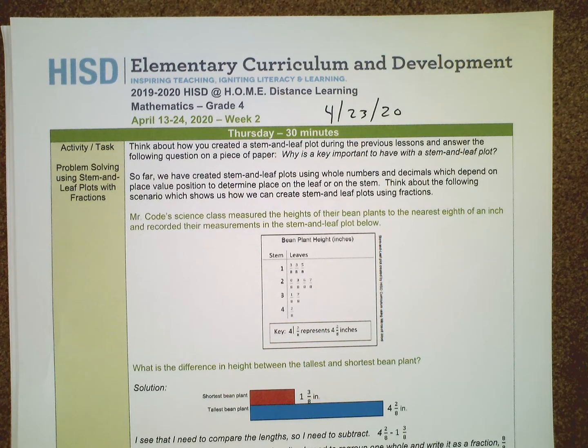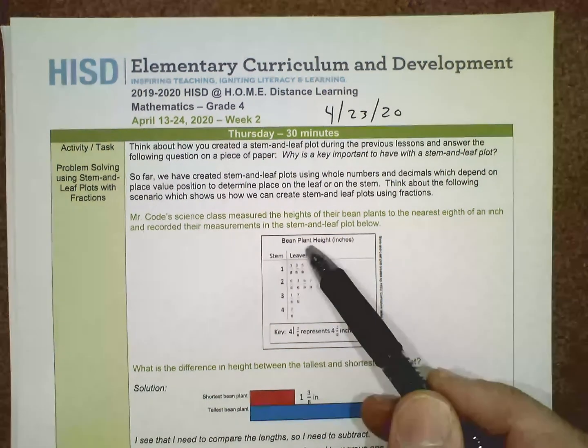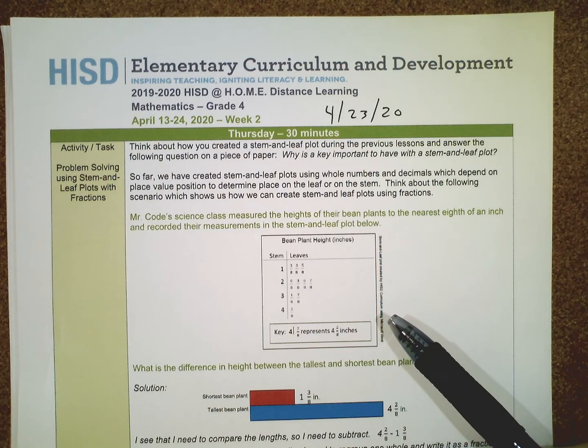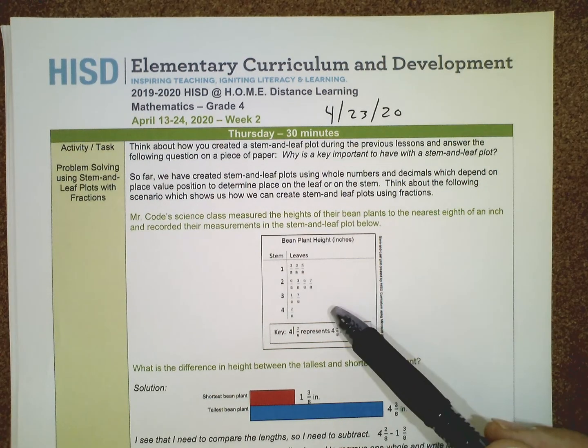Up to this point, we've looked at stem and leaf plots that involve whole numbers and decimals. But now we're going to look at a stem and leaf plot that involves whole numbers and fractions, which is really just basically the same thing, because a decimal is just another way of showing a fraction. And so a mixed number with a decimal is simply another form of mixed number.